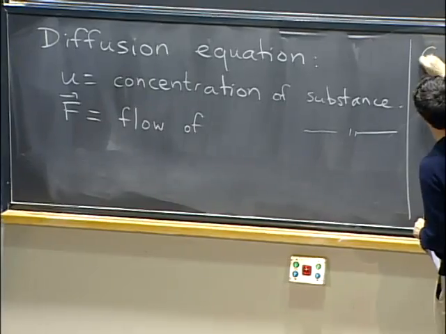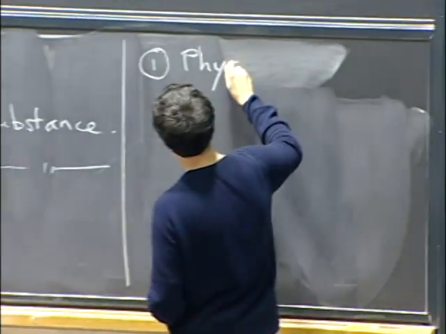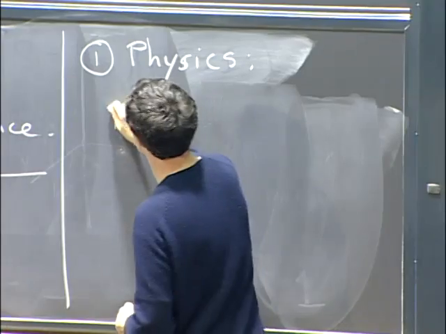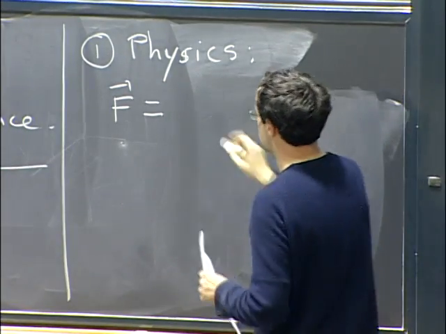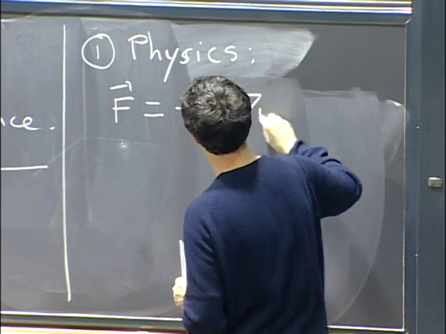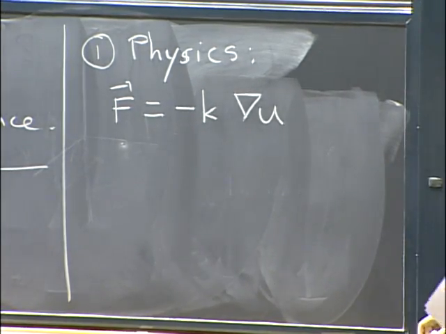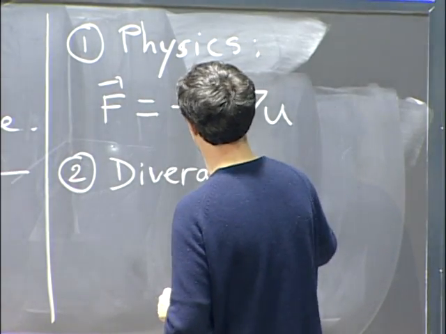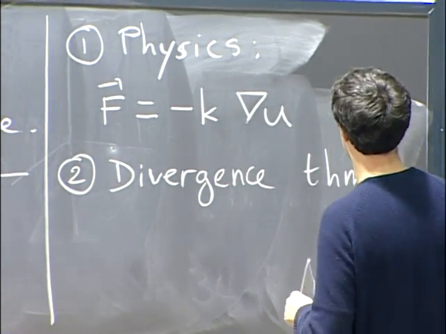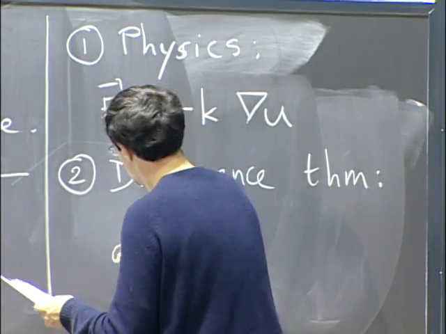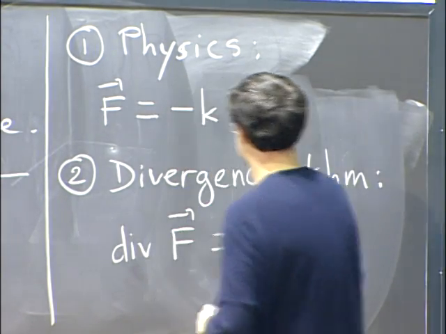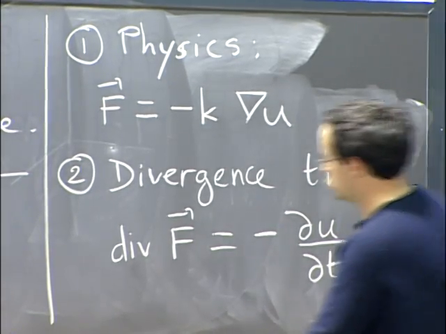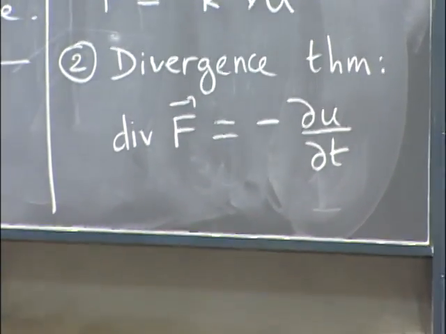So we got two bits of information. One came from physics and said that the flow goes from high concentration to smaller concentration, and that told us that the flow is proportional to negative the gradient of the concentration. The second piece of information came from the divergence theorem, and that's the one which I spent time trying to explain. It told us that the divergence of f is actually negative partial u over partial t. So when you combine these two relations together, that's how you get the diffusion equation.